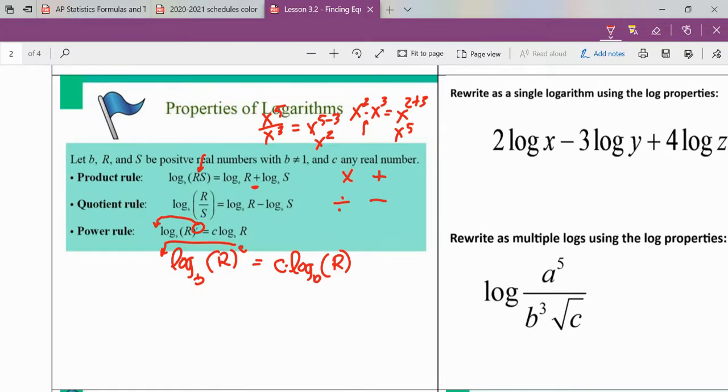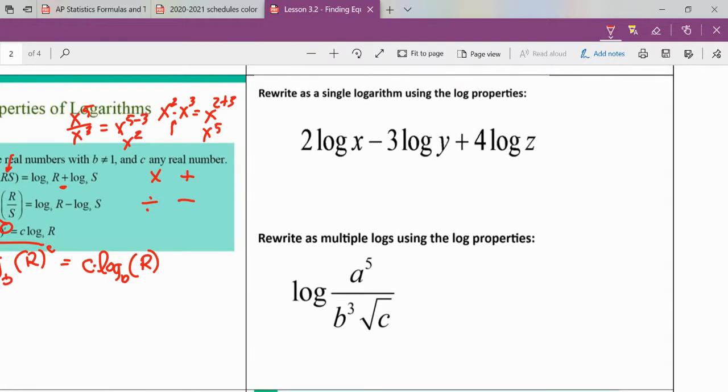Well, those properties help us simplify logs. Now, if I look at this problem here, I've got 3 logs, and I'd like to be able to simplify this and write it as a single log. So understanding the properties here will help me get that together to be able to write that as 1 log.